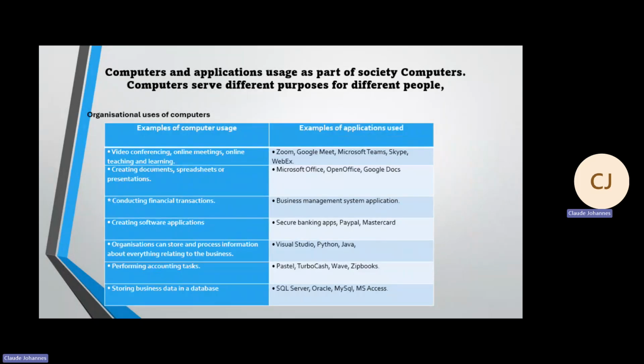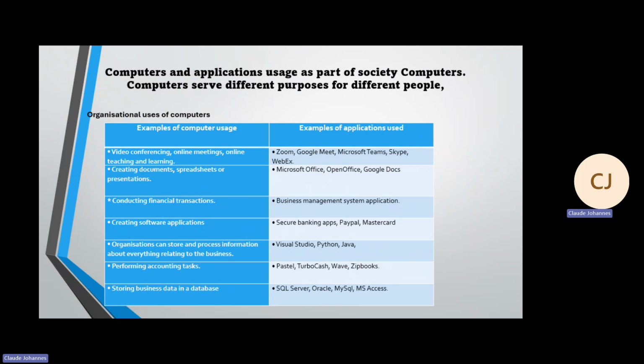And then organizational uses of the computer or infrastructure. For video conferencing and online meetings, you use Teams, Google Meet, or Zoom. This is quite familiar. Skype is a very old one. When we were in Wales, we used to use this one. WebEx, I don't know if you have heard about that one. It's also an old-ish one. Creating documents and spreadsheets, you use Microsoft Office, Google Docs, or even Open Office.